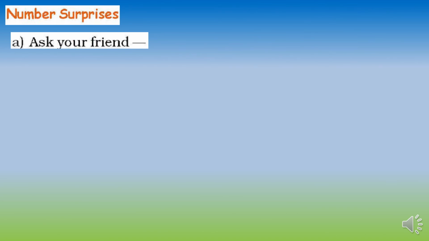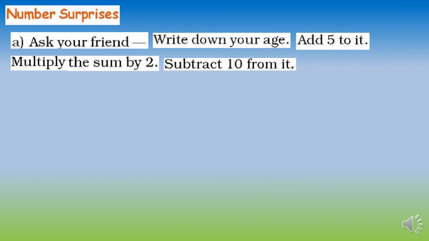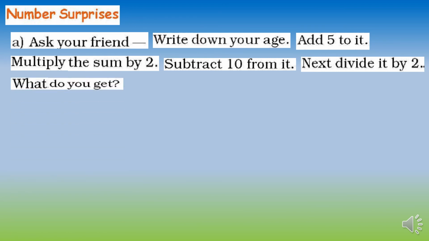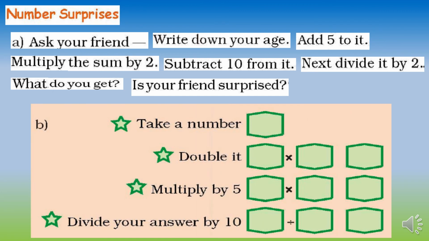Number surprises. Ask your friend to write down his age. Add 5 to it. Then ask them to multiply the sum by 2. Subtract 10 from it, and next divide it by 2. So what will he get? Is your friend surprised? Check it out.